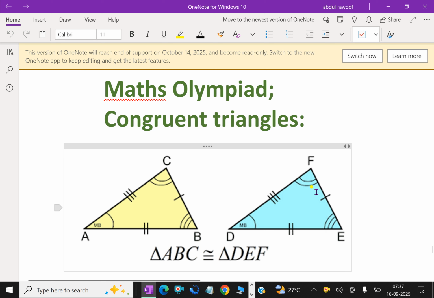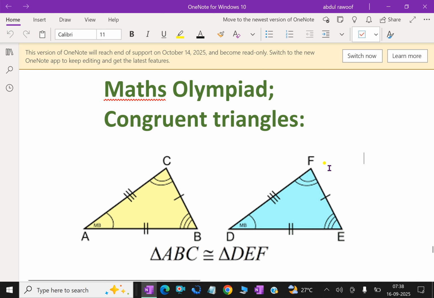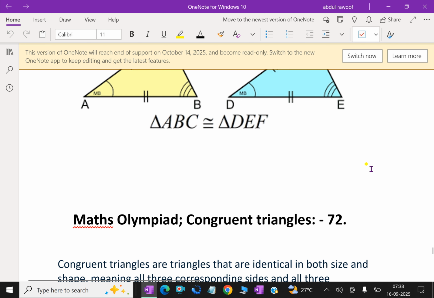Look at this figure. These two triangles are congruent because respective sides are equal. Here, AB equals DE, BC equals EF, and AC equals DF. So this is a congruent triangle for the basic criteria, that is SSS. All respective sides are equal.